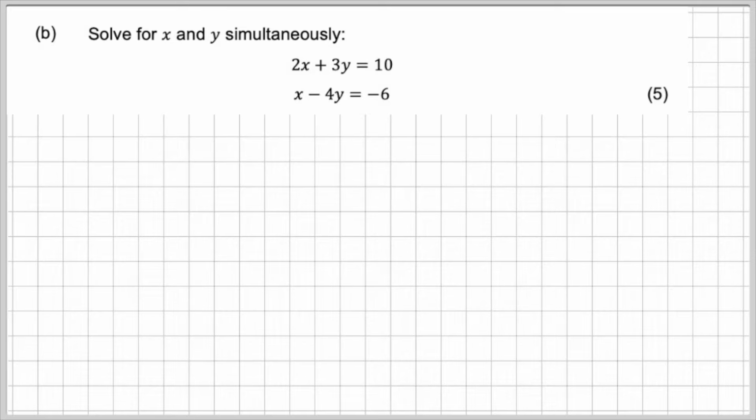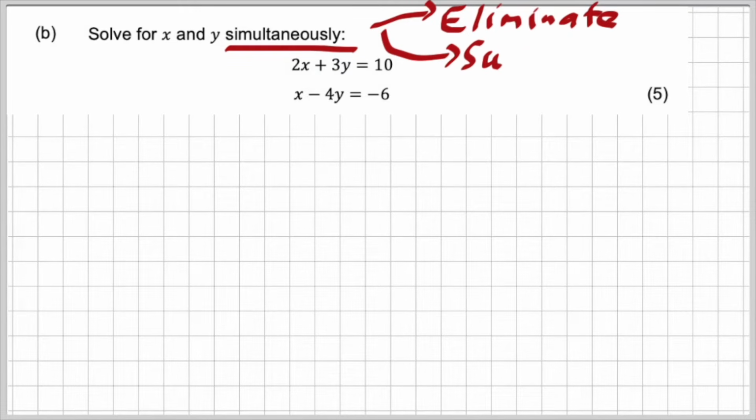Now, there are always two options you have with solving simultaneously. You've got either the option of elimination or substitution. Now, I'm going to say this very, very clearly. Elimination method is awesome. I love it. But it doesn't always work.